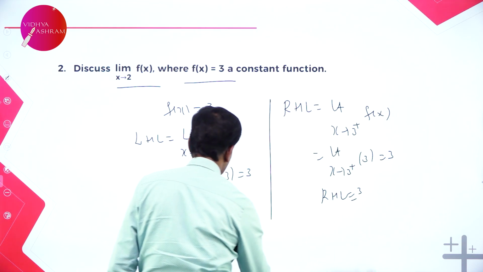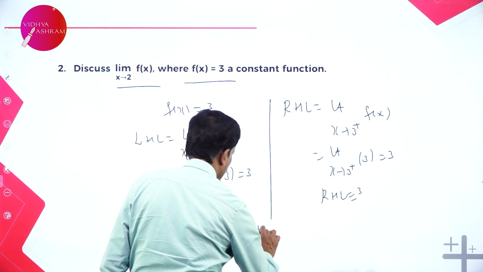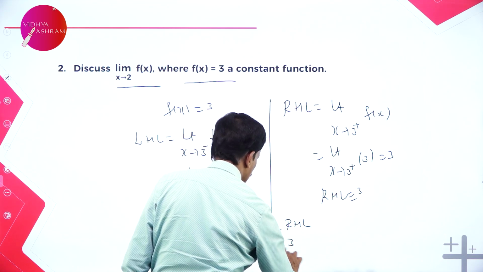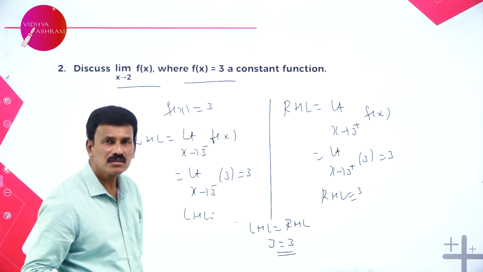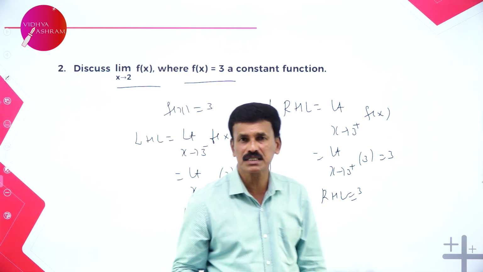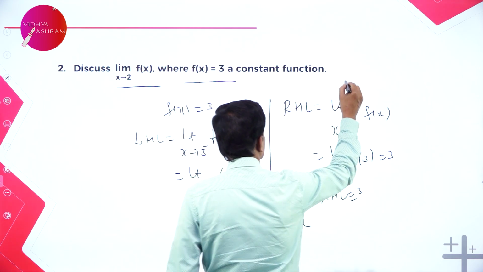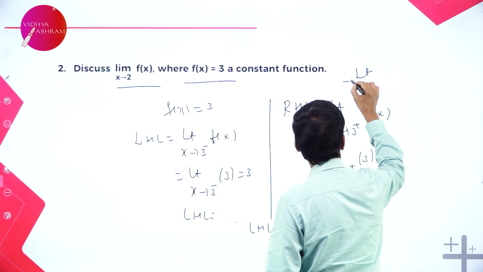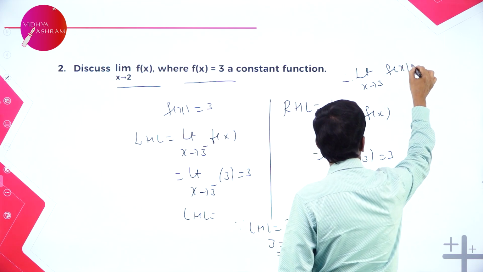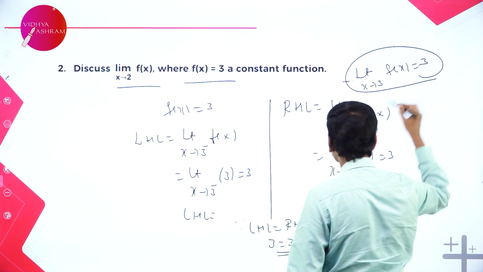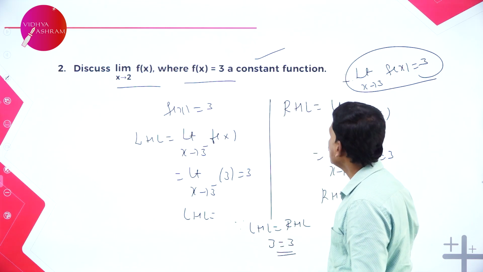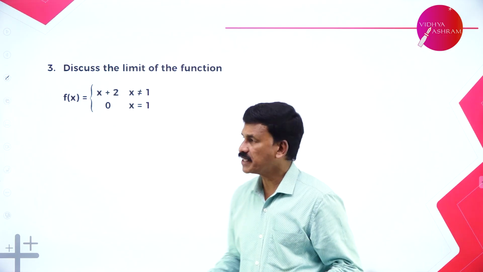So what do you say, since the left hand limit is equal to the right hand limit, 3 is equal to 3. That means the left hand limit and right hand limit are equal, which means the limit of the function exists. So the limit of x tends to 3 of f of x is equal to 3. That's it. So the limit of this constant function f of x equal to 3 will exist, right? Now move on to the next problem.